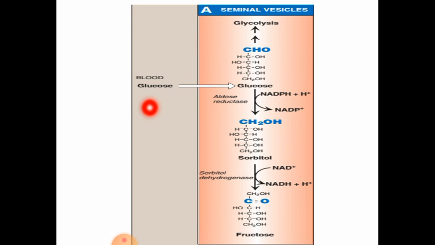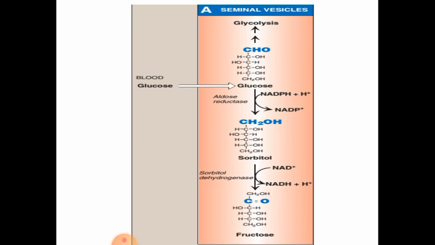In the seminal vesicles, glucose is entering from the blood. It is getting converted into sorbitol by the aldose reductase enzyme and then to fructose by the sorbitol dehydrogenase enzyme, the sorbitol pathway, because fructose is the main source of energy for the spermatozoa to move. Sperms are moving with the help of fructose.